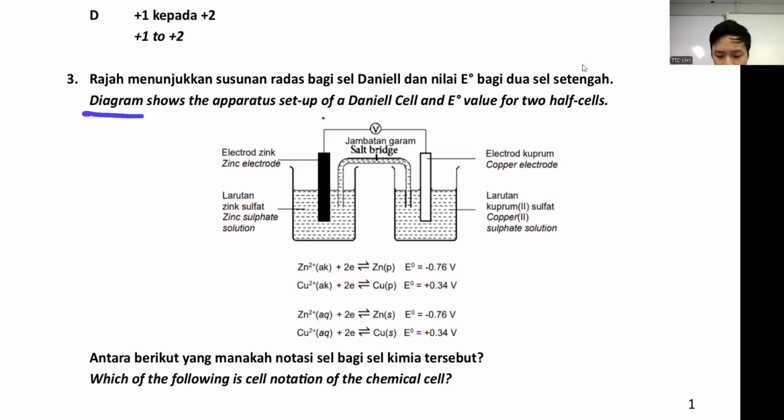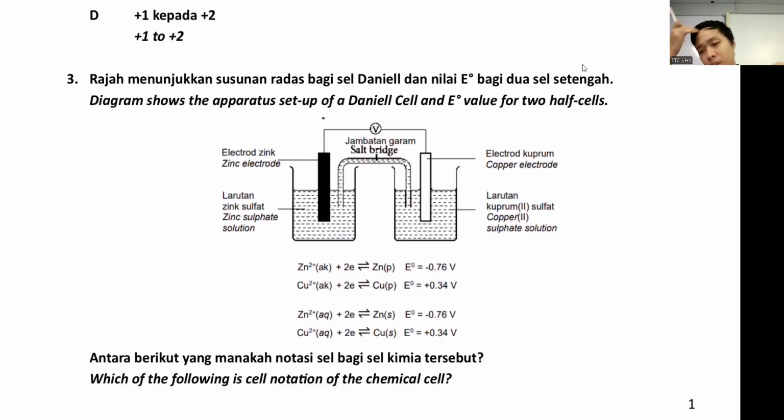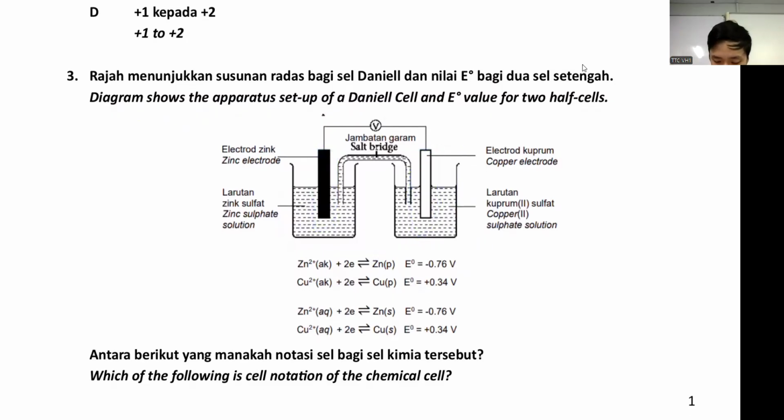This diagram shows the apparatus setup of a Daniell cell and inert electrodes for two half cells. In Malay, this is called sel Daniell, or in general, we call it sel kimia. In English, it's called a voltaic cell, obviously, because you have two different metal electrodes. In Malay, dua elektrod logam yang berbeza. One is zinc, the other one is copper.